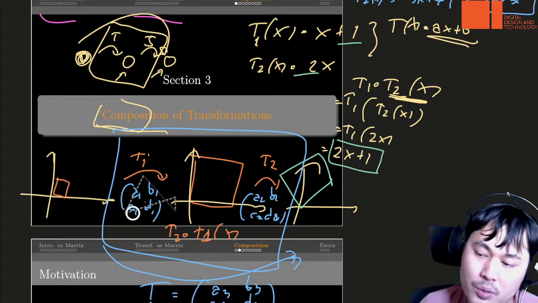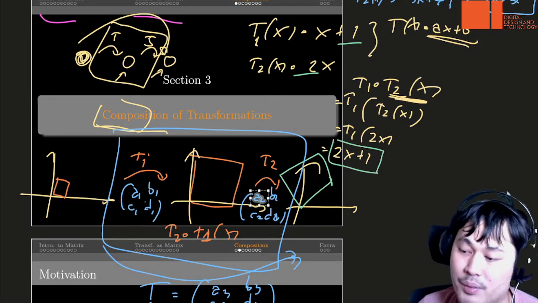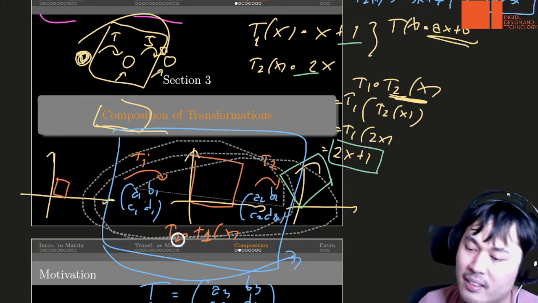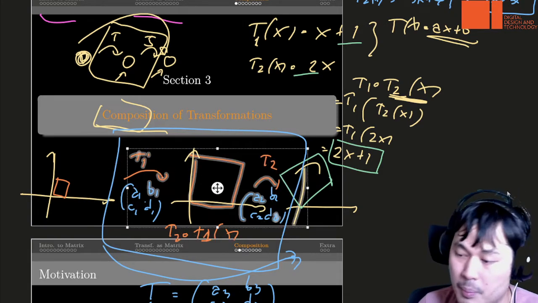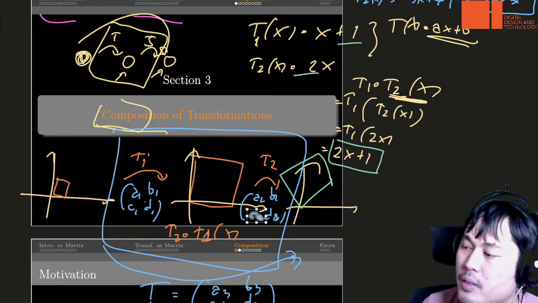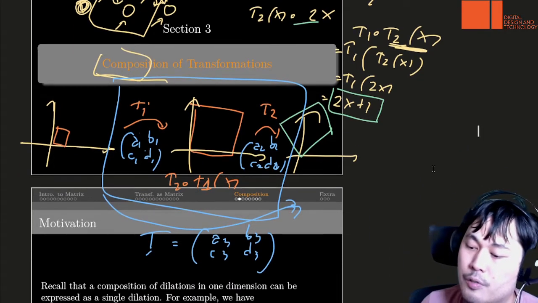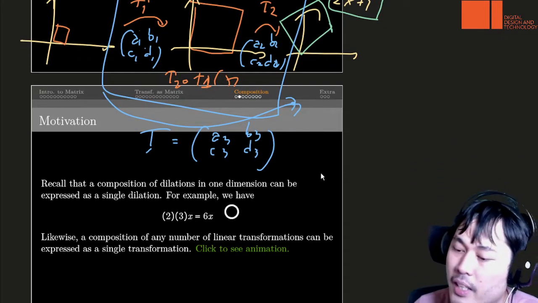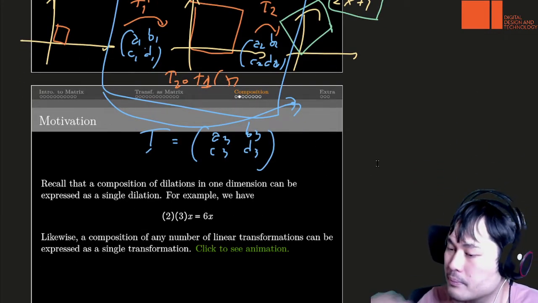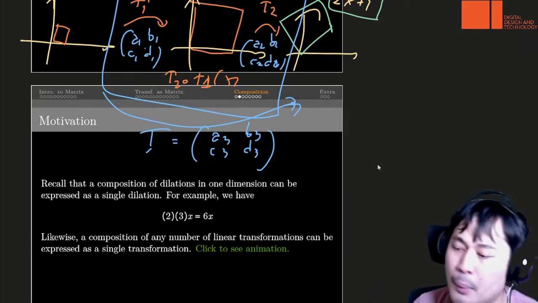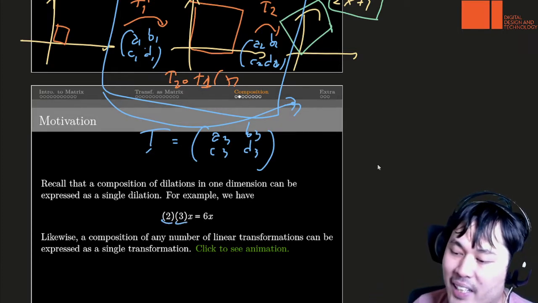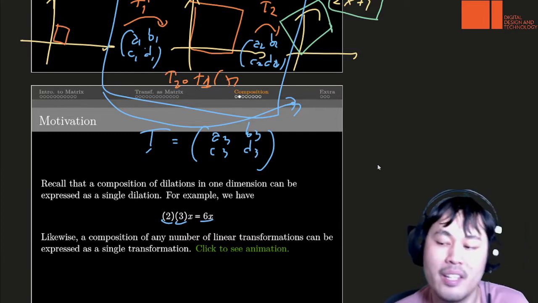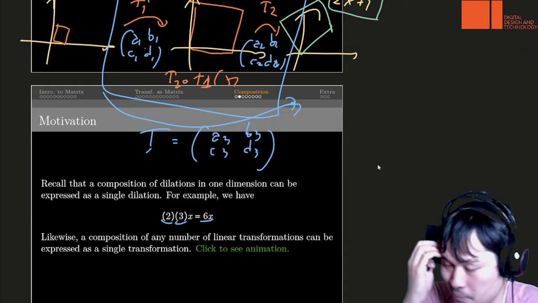If there is a way to combine these two matrices together to produce a new transformation, then that means the way you multiply or the way you combine these two matrices to compose them should follow some kind of rule. For instance, if we multiply two numbers together, you get a new number. This is the simplest case, in one dimension.